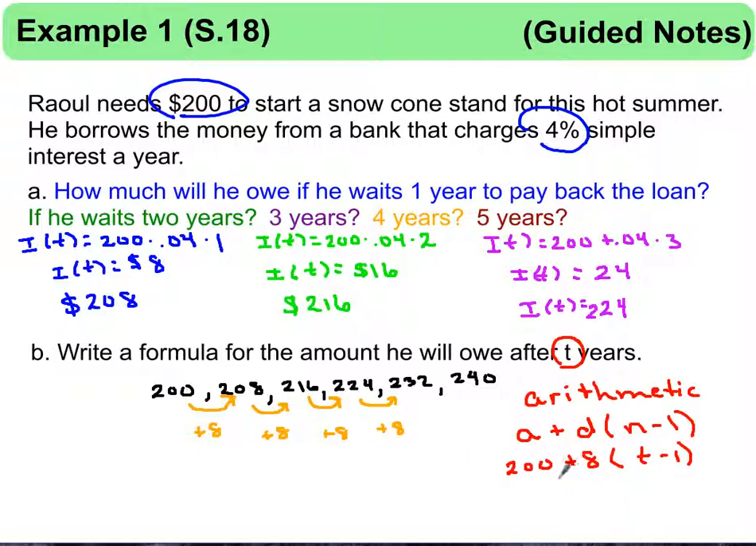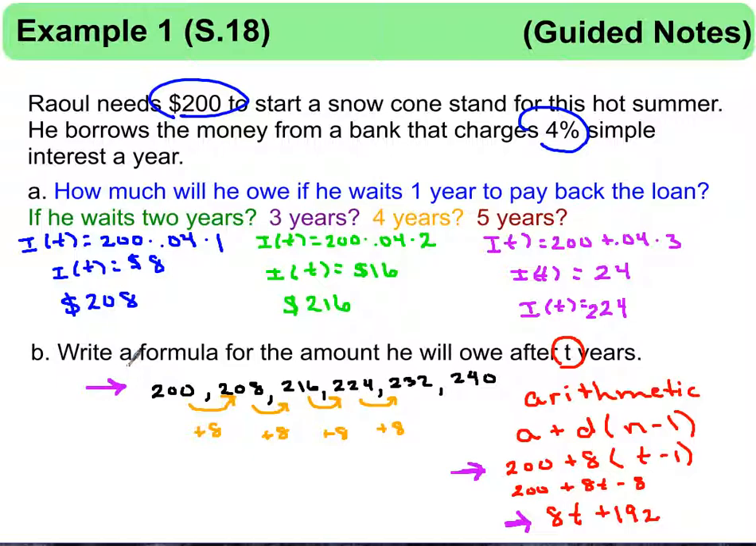It can be left like this, or it can be distributed out to where you would end up with 200 plus 8t minus 8. And so then if I do 200 minus 8, I would end up with 192. So my generic formula would be 8t plus 192. So again, either equation is fine. If you wanted to leave it like this, your teacher will be fine with it like that. Or if you wanted to simplify it so it looked like that, then that would be fine. Both of these given equations would give you this given sequence over here, the 200, 208, 216.